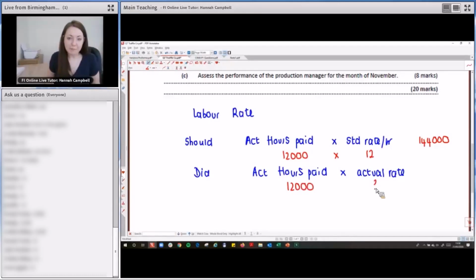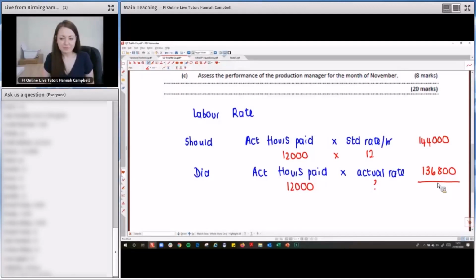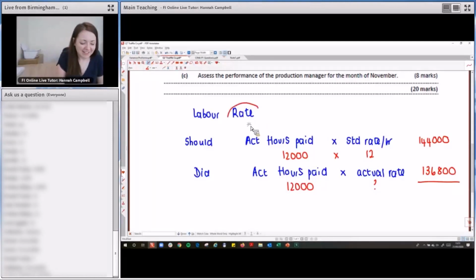Actual hours paid, again, that's 12,000. We don't know the actual rate per hour, but we don't need to because we've been given the actual labour cost, which is 136,800. So, actual times actual is our actual, what did happen, compared to what should have happened. Is this going to be a favourable or an adverse variance? Excellent, yes. So it's a rate variance.